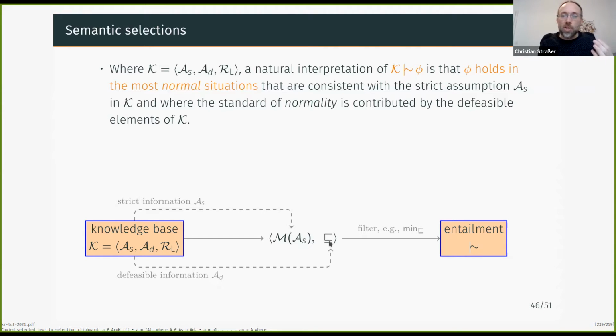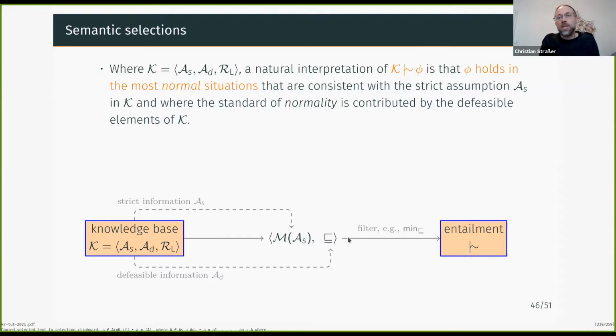And one way to do so is to say, okay, if I compare two models here, which are models of the strict information, so I presuppose now that the strict information is at least consistent. If I compare two models, M and M prime, when is one better? When is one more normal than the other one? Well, if it makes more defeasible assumptions true than the other one, that's really the basic idea. So the more defeasible assumptions a model makes true, the better it is. This will be a concrete way of spelling out this preference order.